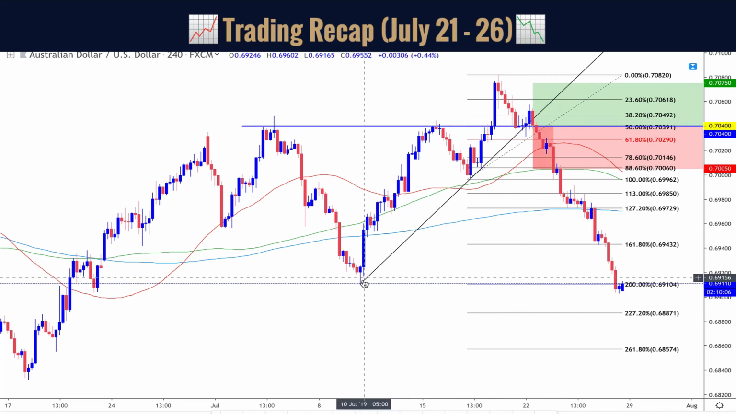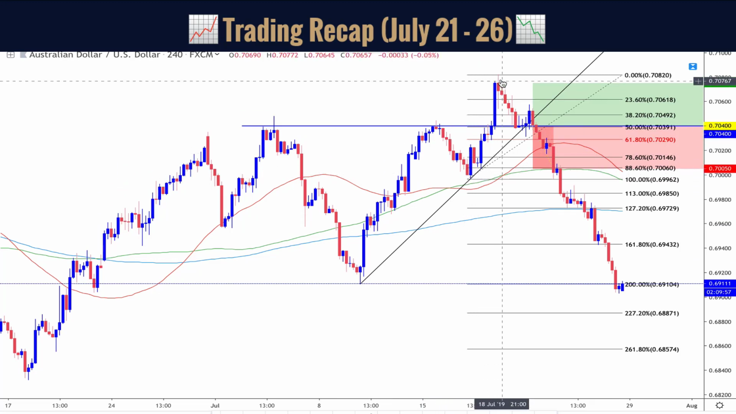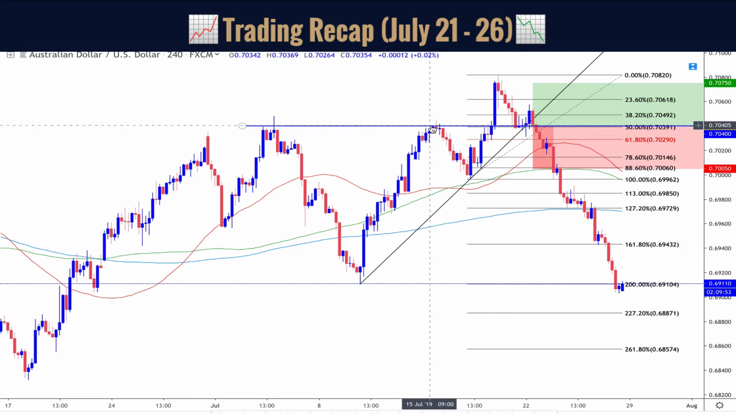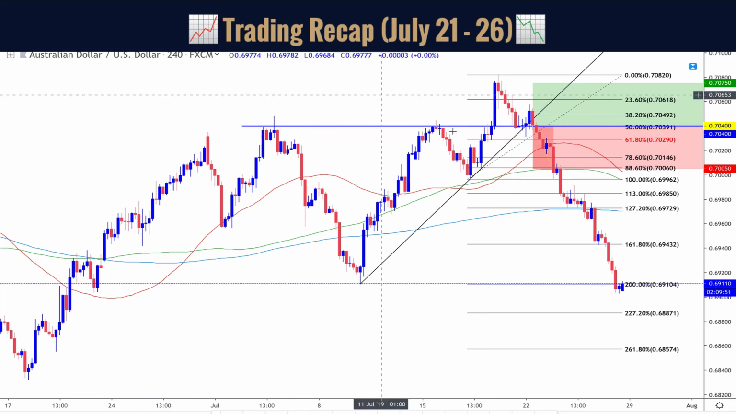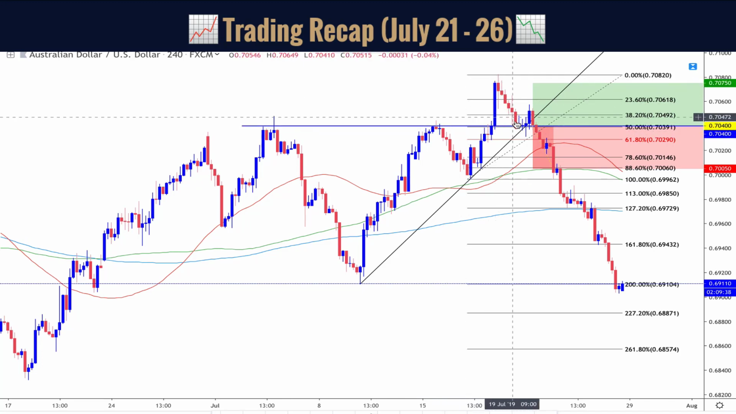Connecting this dot to this other lower point right here, we were expecting a pullback. You can see this key level on H4, by the way, so the higher the time frame, the better it is to rely on price right here. So this key resistance was broken, then we were expecting a correction.